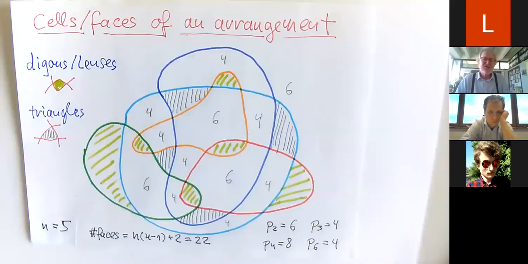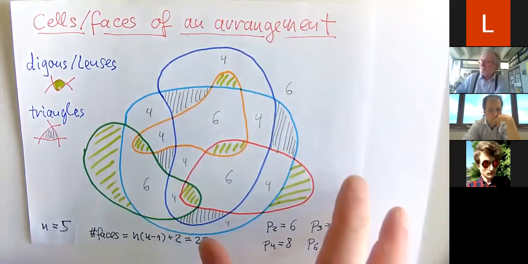Then you can look at the face vector, where entry p_i would be the number of i-faces that you see in the arrangement. So down here you have the non-zero entries corresponding to this example. Okay, so these are the basic definitions.